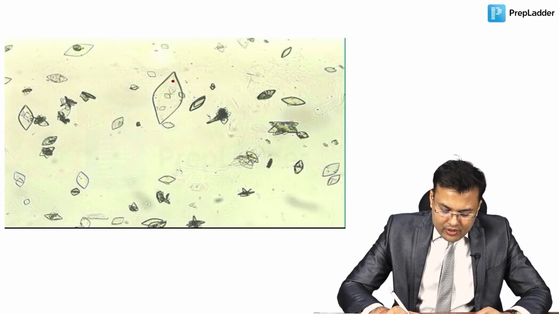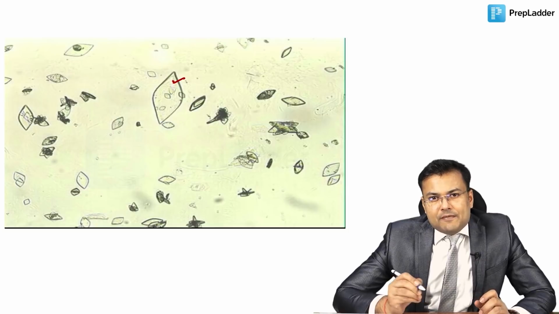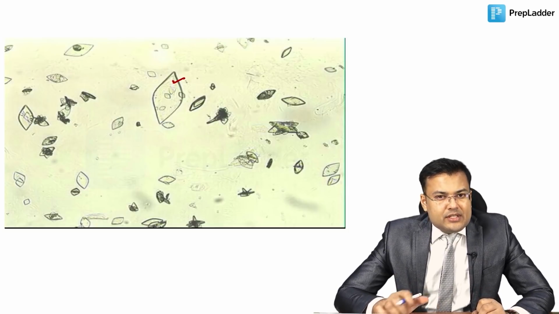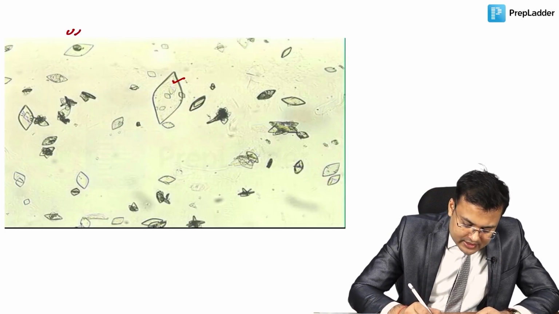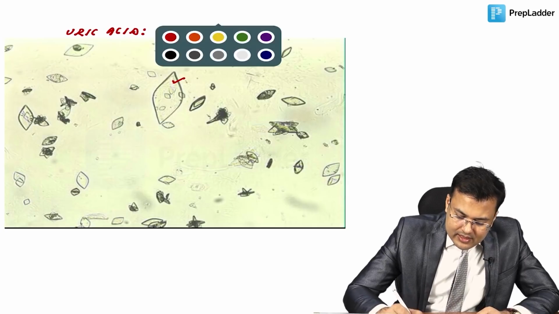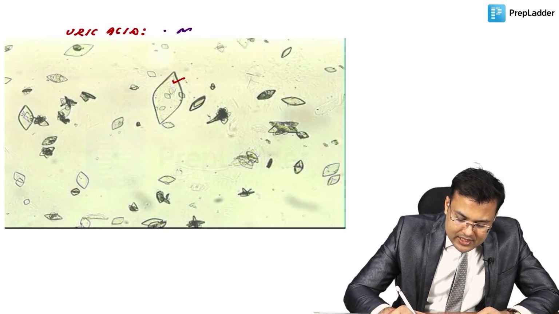Now see here, rosette shaped multifaceted crystals. These are seen in which stone? Uric acid stone. So these are uric acid crystals. These are multifaceted and rosette shaped.